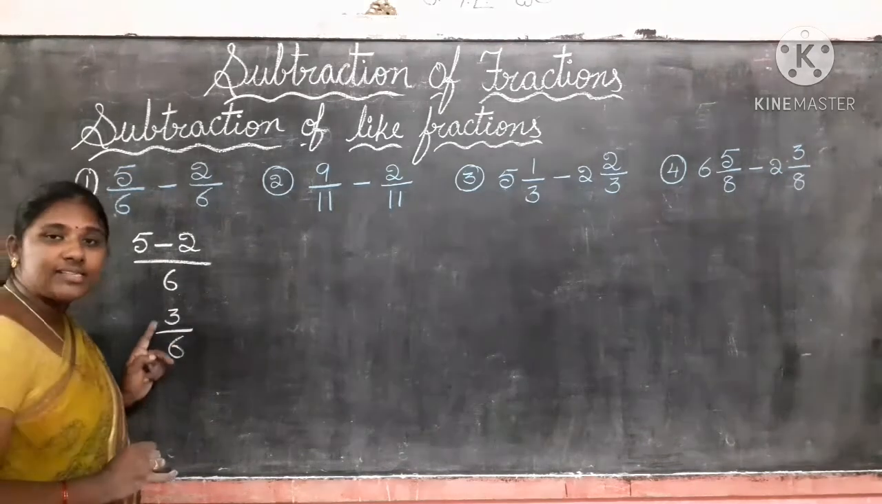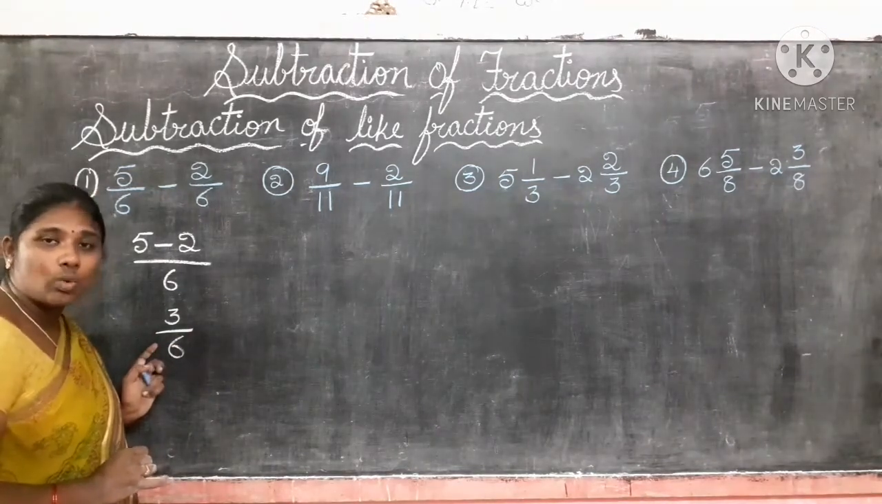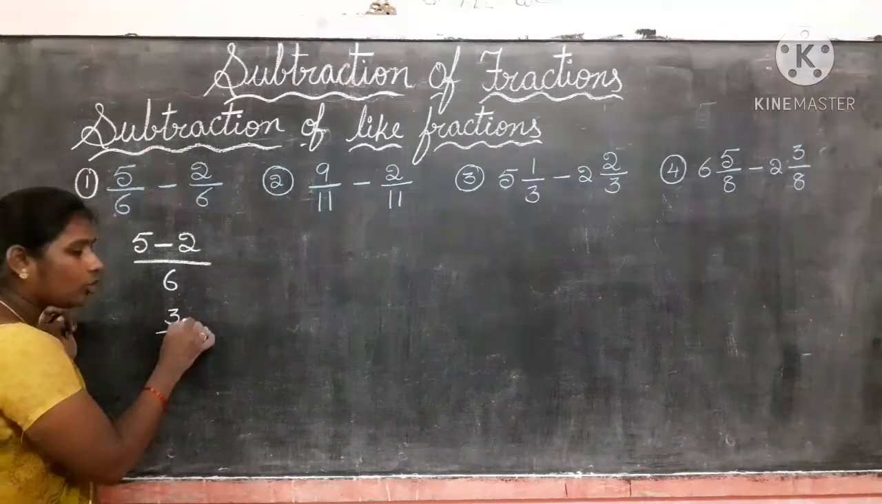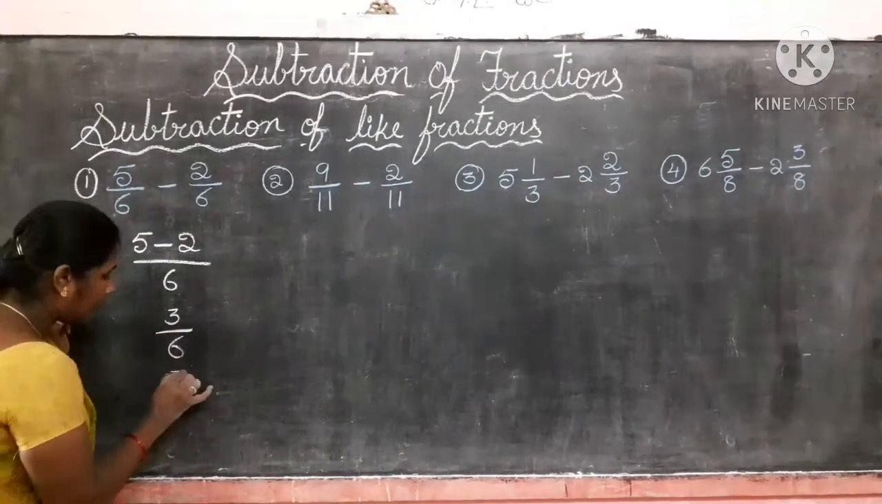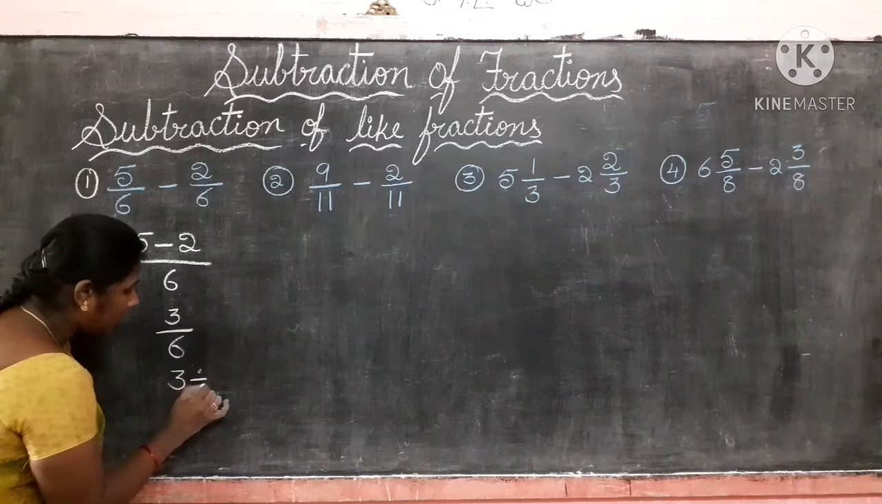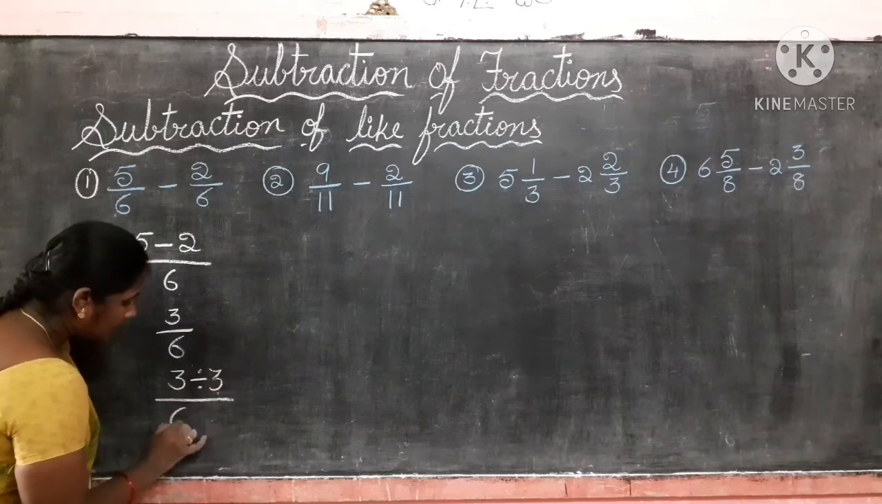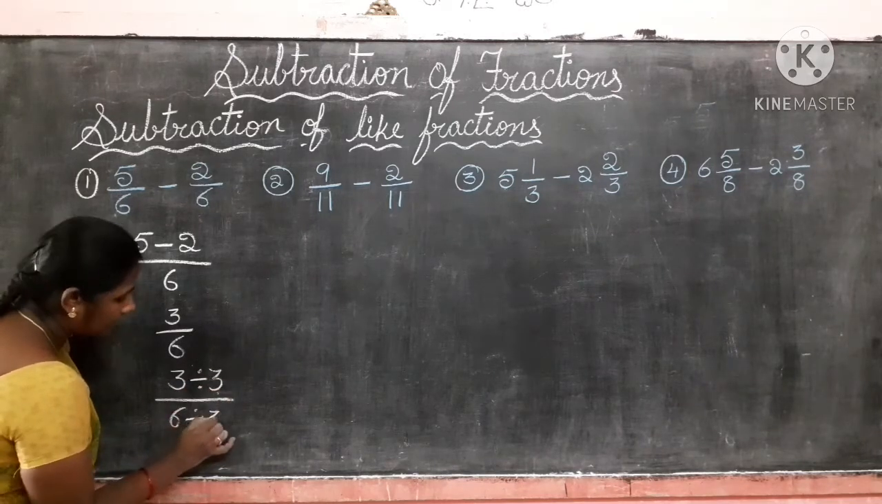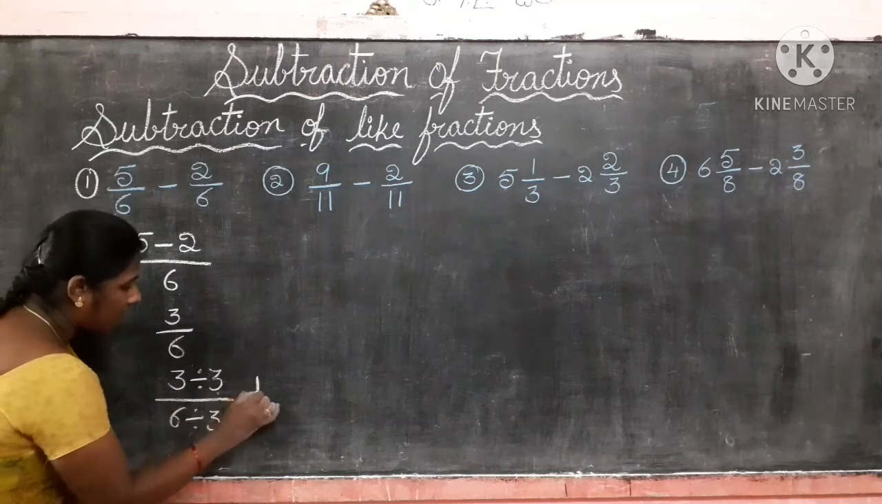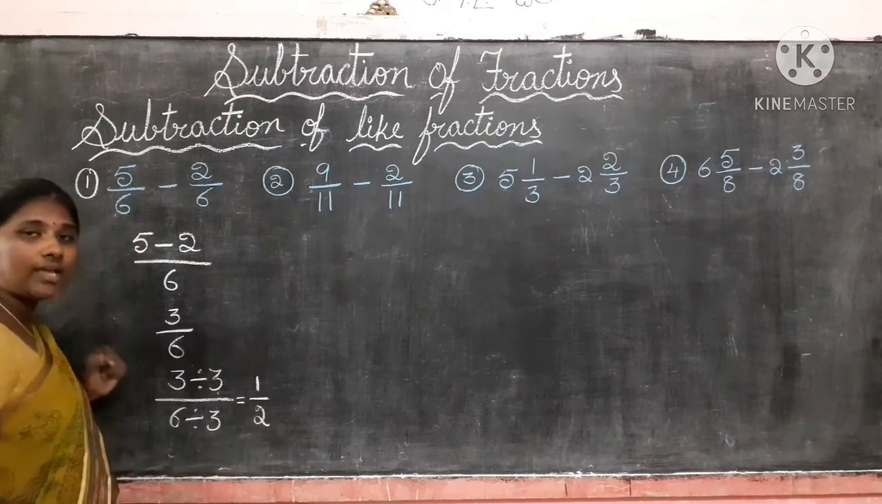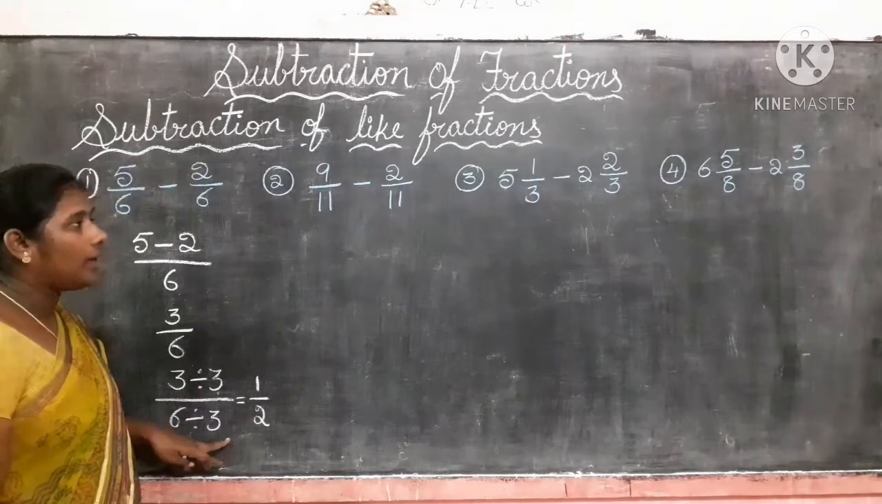Again these 3 and 6 will come in the same table. Yes, what table? 3 table. So both we have to divide by 3. 3 divided by 3 by 6 divided by 3. 3 table: 3 ones are 3, by 3 twos are 6. So the answer is 1 by 2.